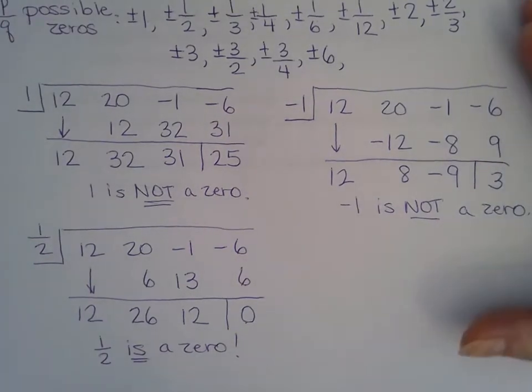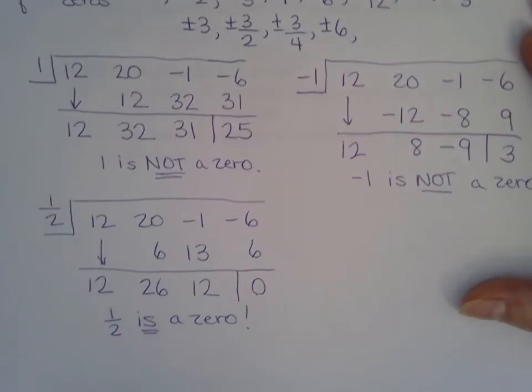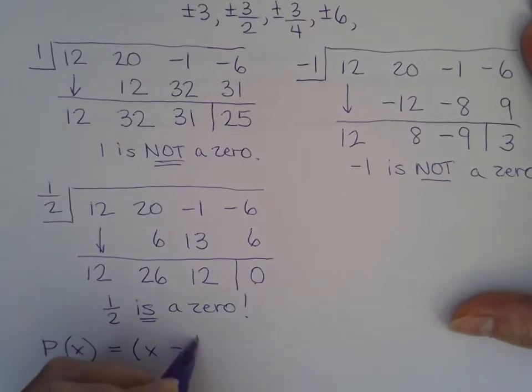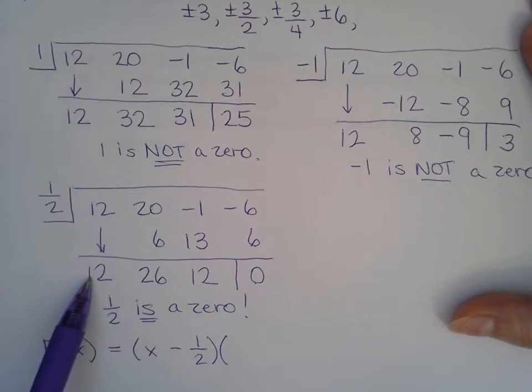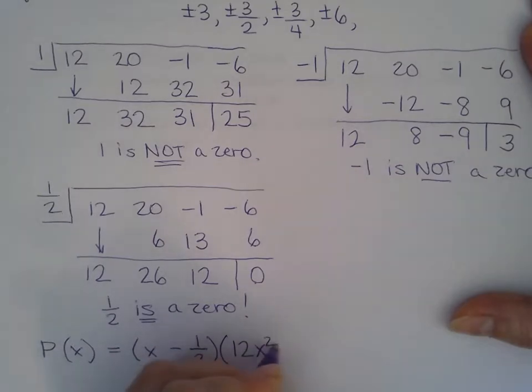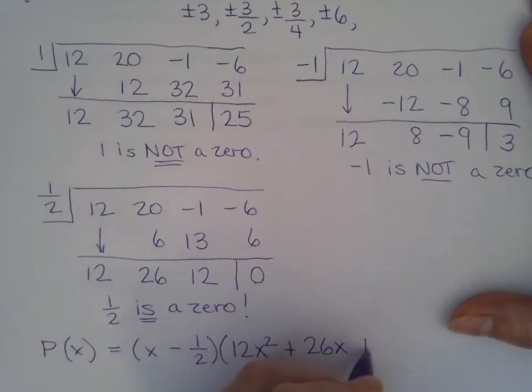All right, so now let's write down what we have. If we take our polynomial p of x, because 1/2 is a 0, we have a factor, x minus 1/2. And this is what's left over. If you go all the way back up to the top, we started with x cubed. We divided by x to the first. So this becomes 12x squared plus 26x plus 12.